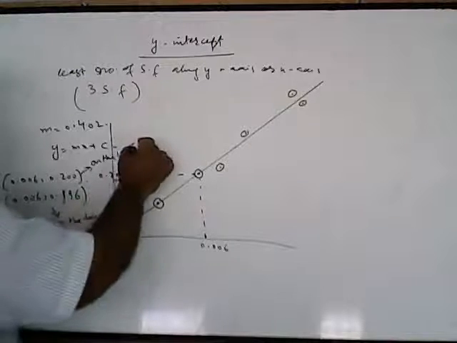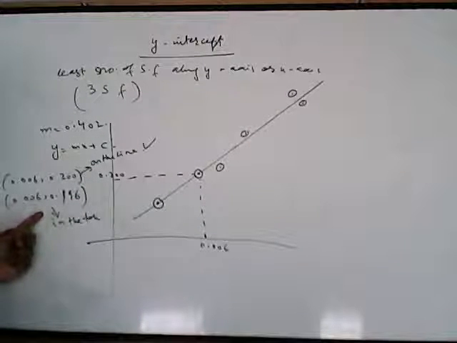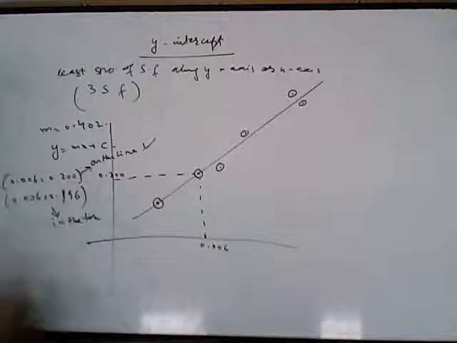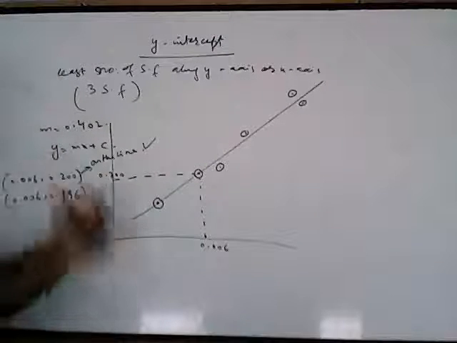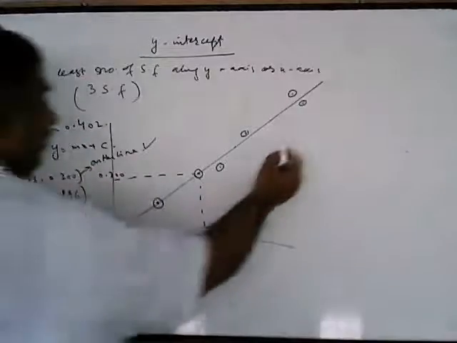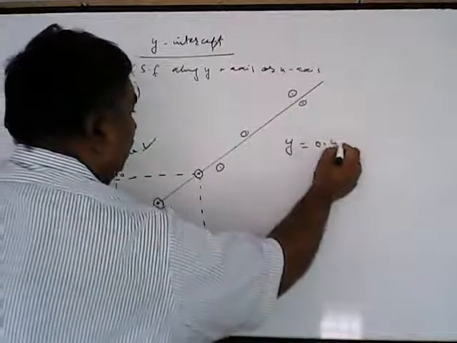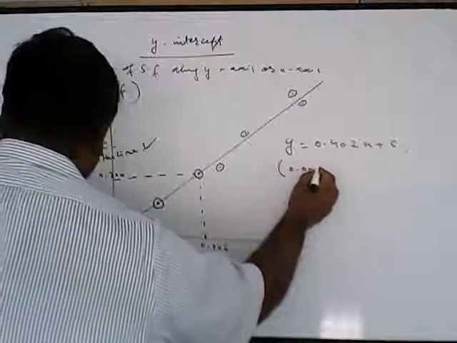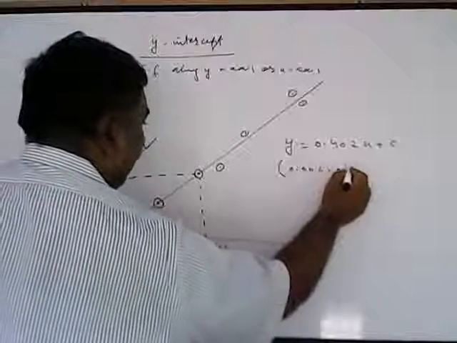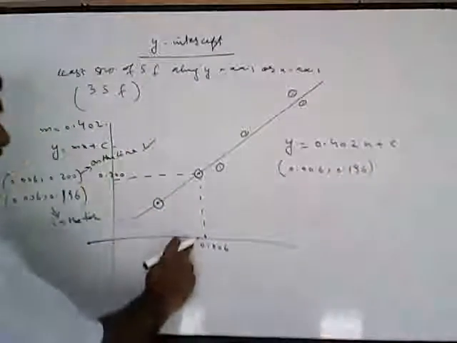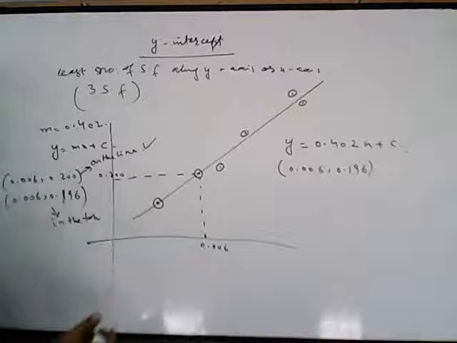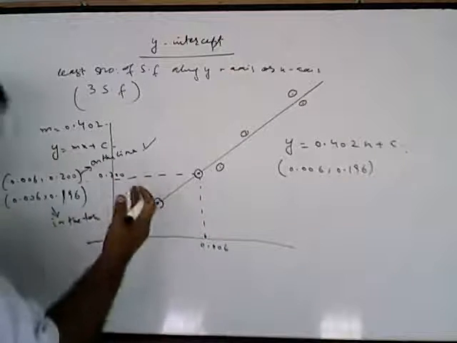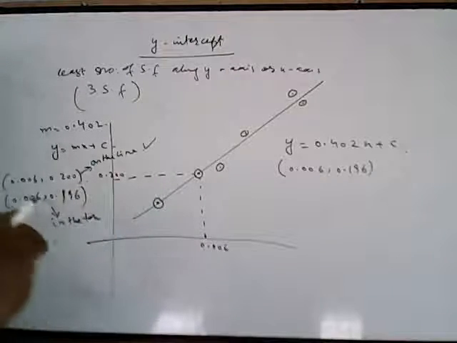So I will take this one on the line. I will not take this point. I will take that point which is on the line, because I have to find the y-intercept of the line. So I will write just y is equal to 0.402x plus c. I will take this point 0.006, 0.196. So I will always take the line value; do not go for the point in the table, always go for the point which is on the line.